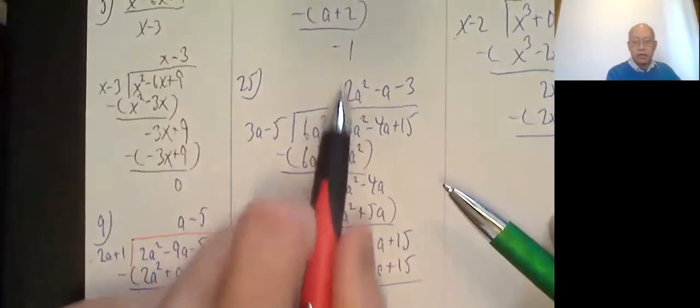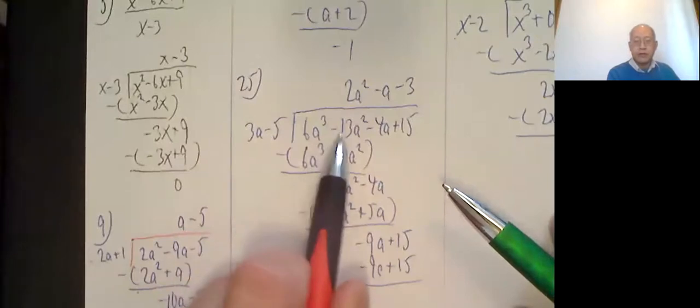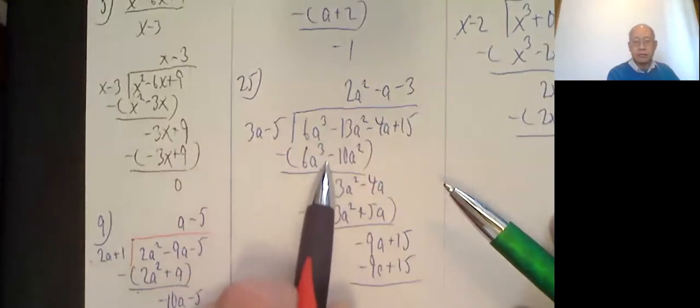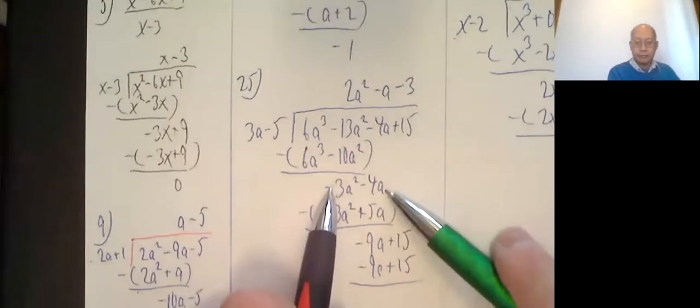Notice everything is lined up. Everything here is a cubed. Everything here is a squared. Everything here is a. Everything here is a number. Negative 13 minus a minus 10, that's plus 10. Negative 3a squared. Bring down the negative 4a.